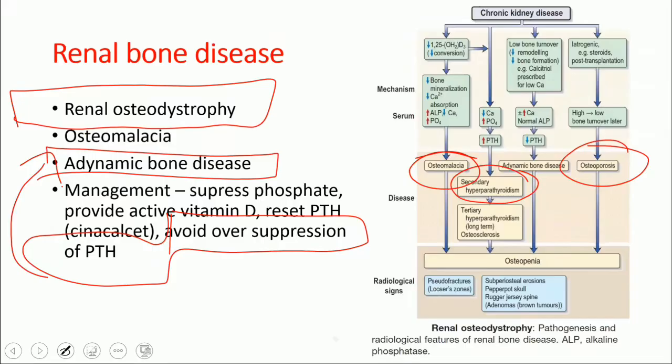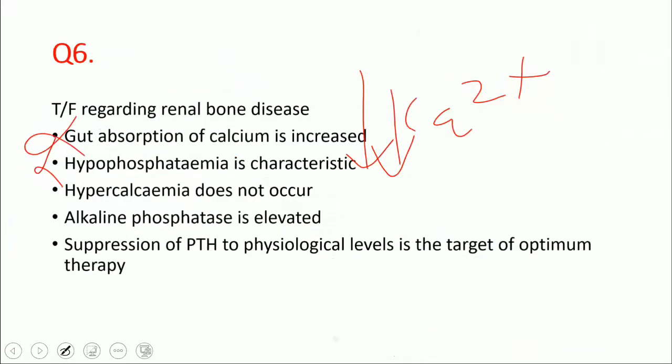So phosphate is high, and because of the vitamin D problem, the calcium is low, right? That is the fundamental problem, and it triggers off the PTH. High phosphate, low calcium triggers off the PTH. That is the main problem. So it's a variant.